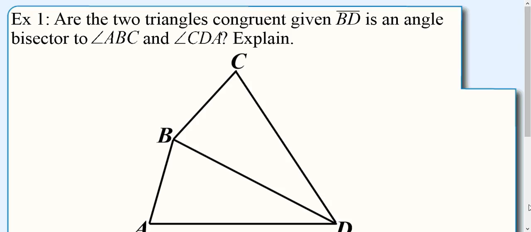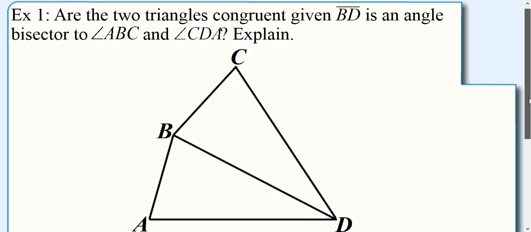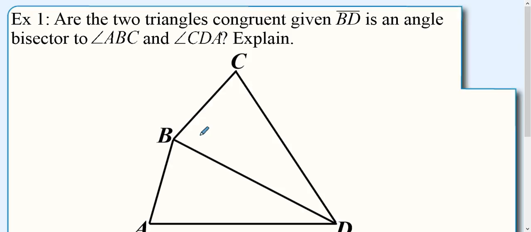All right. Are the two triangles congruent, given BD is an angle bisector of ABC and CDA? So, there's a few things we can get from the picture, but there's also, in this case, a couple of given statements. So, BD is an angle bisector, cuts the angles in half for both angle ABC. Let's look at that one first. Here's angle ABC, and it says it's cut in half right there.